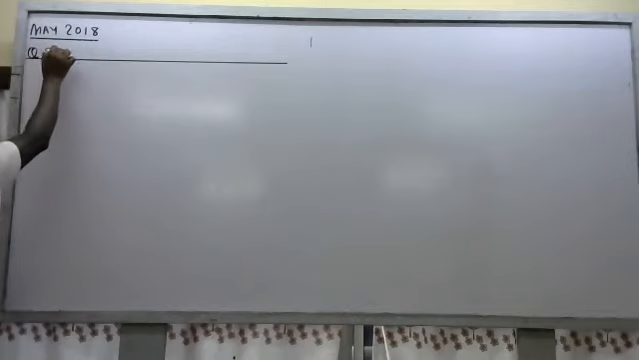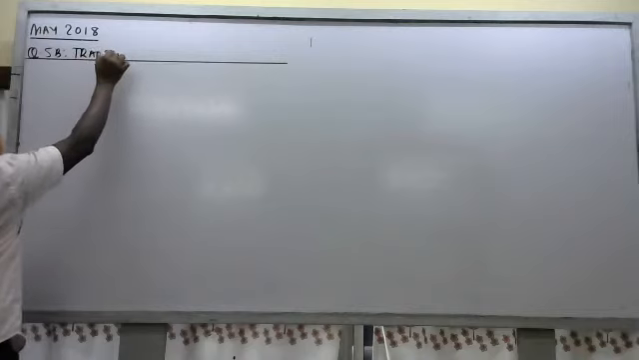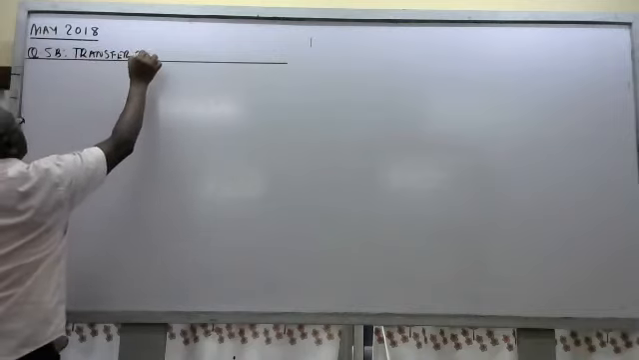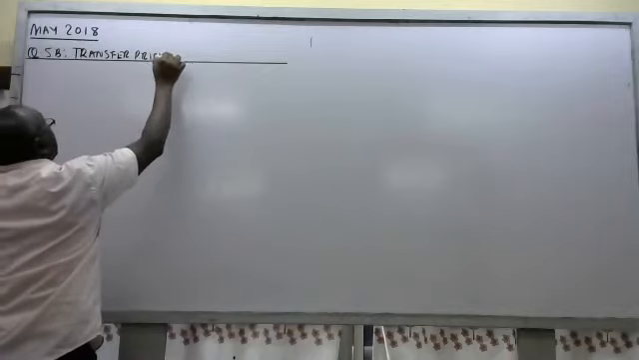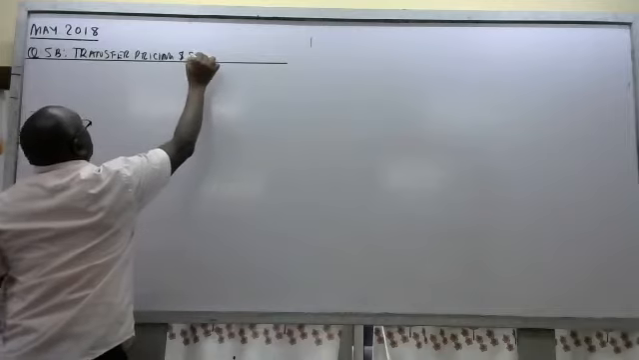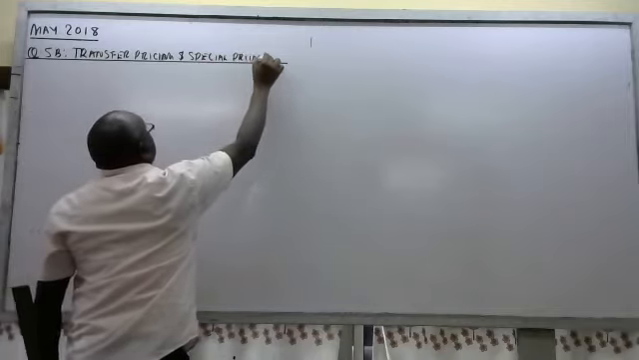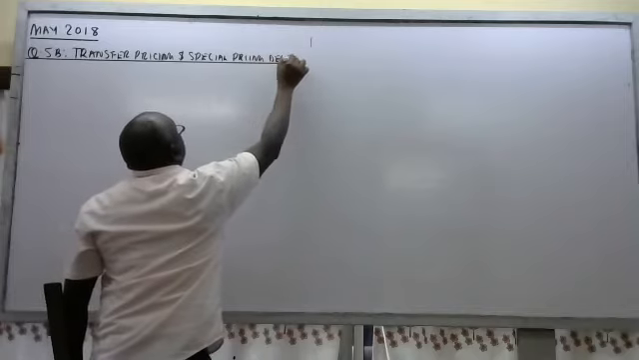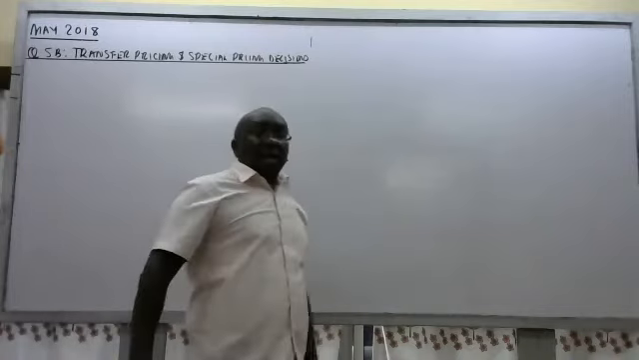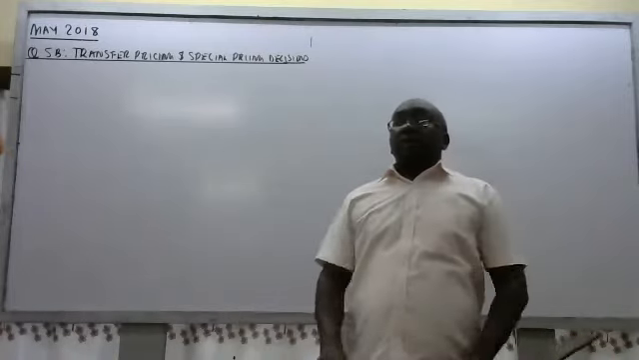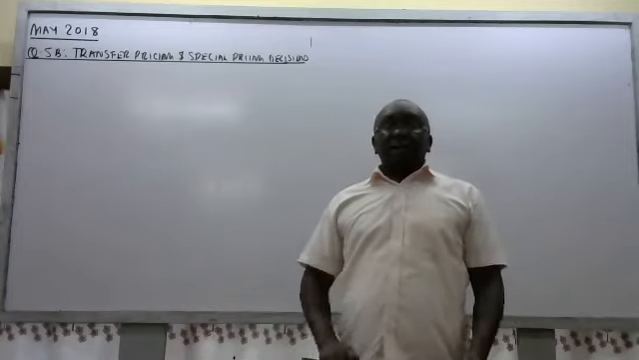Question 5B is on what we call transfer pricing, and also what we call special pricing decisions. So the question requires knowledge from those two areas: special pricing decisions, and then transfer pricing.